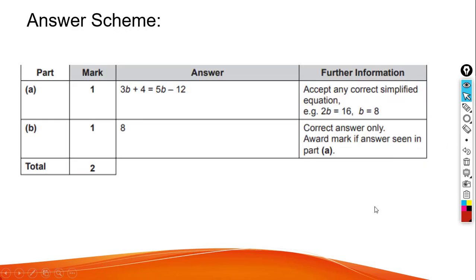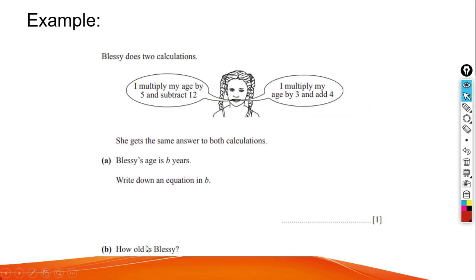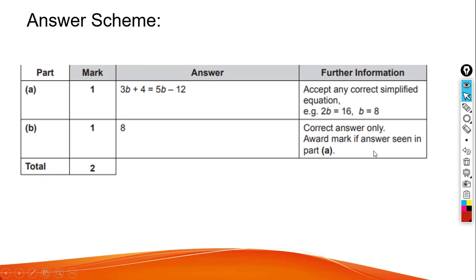The next question wants you to state the age of Blessy. If you have already written it in the first answer, they will award you the mark if the answer is seen in part a. But if you have a different answer here, then you will not get the 1 mark.